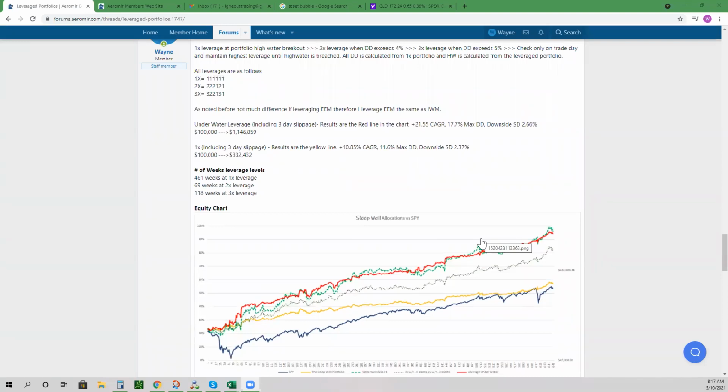But what's really nice about this is it does prove what a lot of the traders were talking about: when you start buying the dips, you can really enhance the leverage and get almost identical to 3x leverage with 461 weeks at 1x leverage. So there's a lot of time that you're actually not leveraged. You're not taking the leverage risk. And then significantly reduced, 69 weeks at 2x leverage, and then 118 at 3x leverage. So there's an inherent risk aversion way better than just a raw 3x leverage.